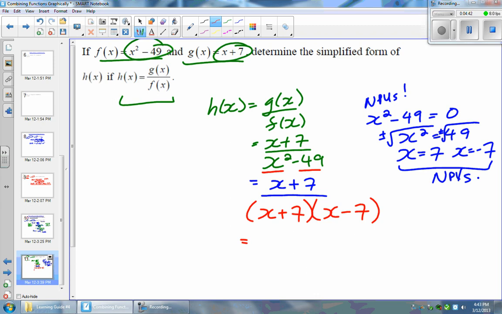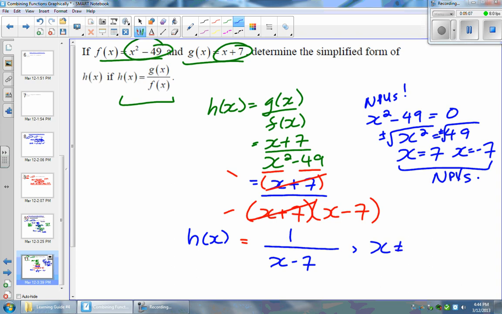So you check, can we simplify? Are there any common factors on the top and on the bottom? Well, yes, we do. We have a common factor, and that is x plus 7. If I cancel those out, I'm going to be left with 1 on the top and x minus 7 on the bottom. So this is my h of x function, but remember you need to state those NPVs, so x cannot be 7 and also x cannot be negative 7. That concludes part 3 of combining functions algebraically.